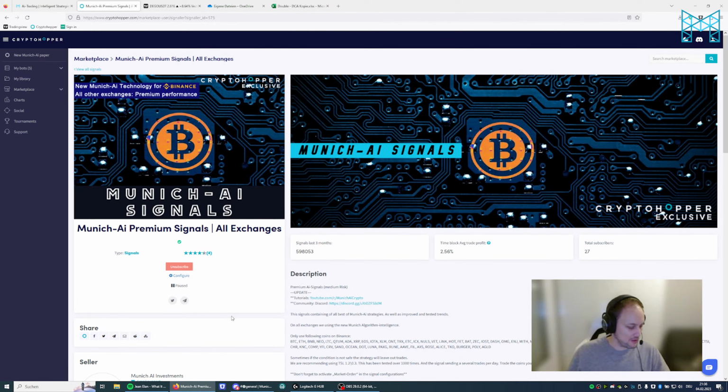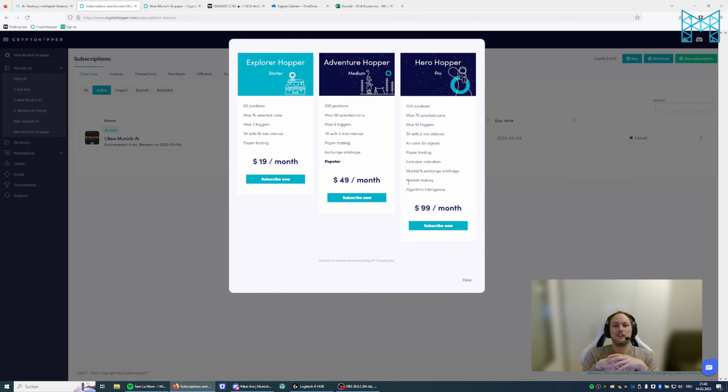And the paper trader, compared to the Hero Hopper, is looking every 15 minutes only for targets. This is also something I really don't like, because I think it's a performance issue from CryptoHopper. Even for the paper trader, checking more often, they probably need much more capacity for this. So every 15 minutes, the paper bot will check for targets. On the other ones, for the Adventure Hopper, it's a 5 minute interval, and on Explorer, it's every 10 minutes.